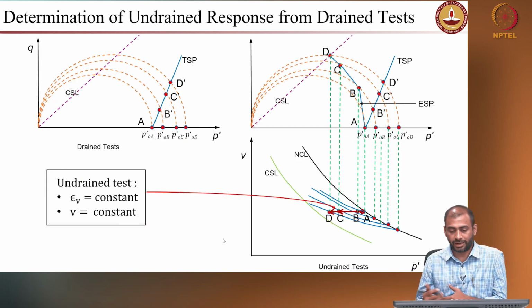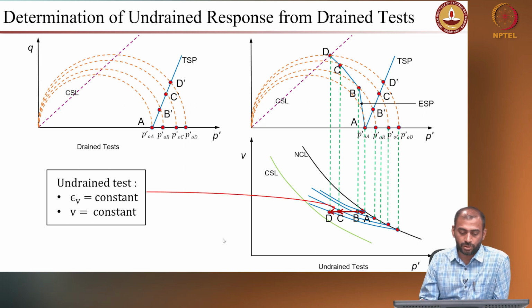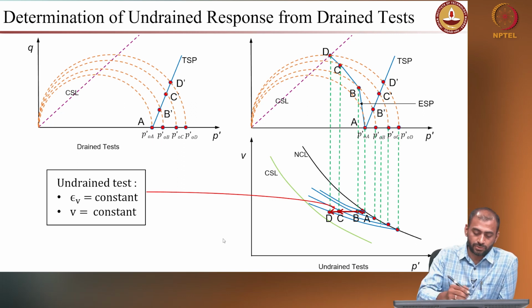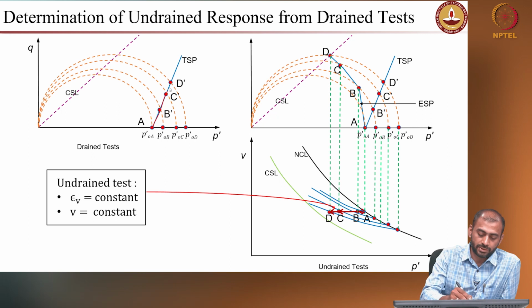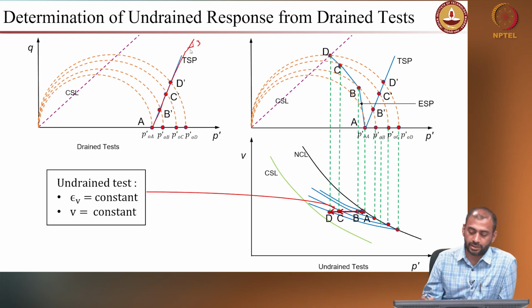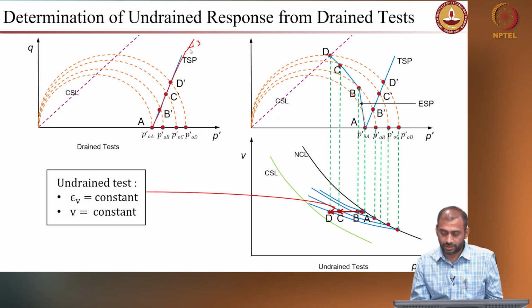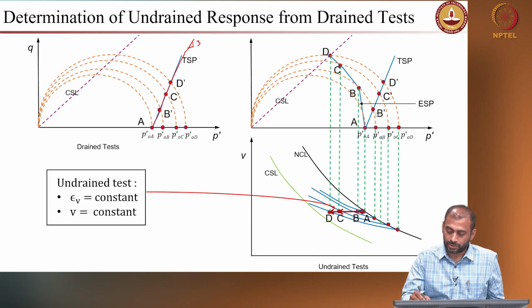Similarly, if you have a drained test and you want to determine the undrained response, you will have this particular total stress path of slope 3, right? So once you know this, how do you determine the undrained response? You know the pre-consolidation, so from the failure envelope you will determine p0B, which is the pre-consolidation pressure at point B, point C, and point D, right? And then you can extend it on the normally consolidated line, right?